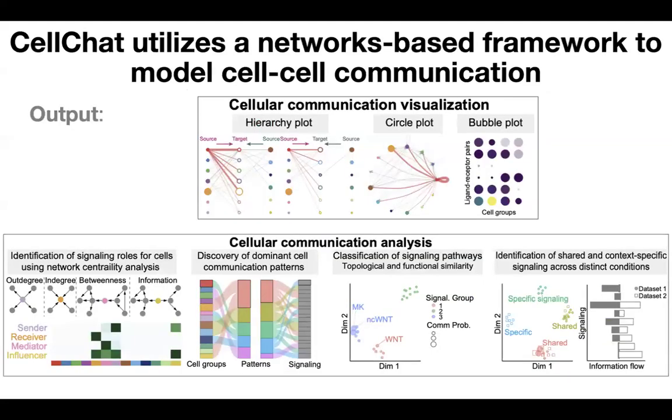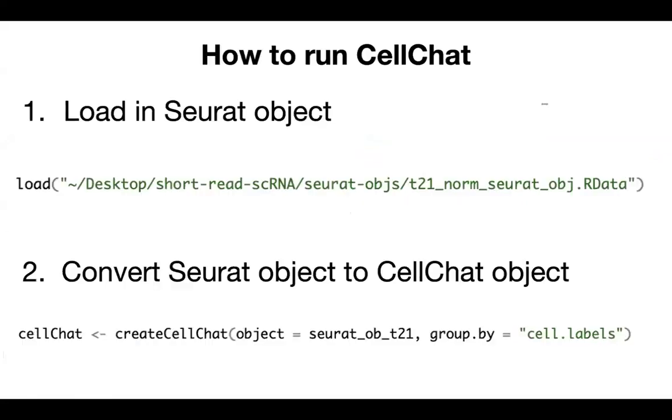So these are the different outputs that CellChat outputs. You can get a hierarchy plot, a circle plot, which we'll be doing today, a bubble plot. So we're not going to make all of these different plots, but depending on what your goals are when you do single cell RNA sequencing data, the CellChat vignette on the GitHub is a great resource and has lots and lots of information on how to make these plots.